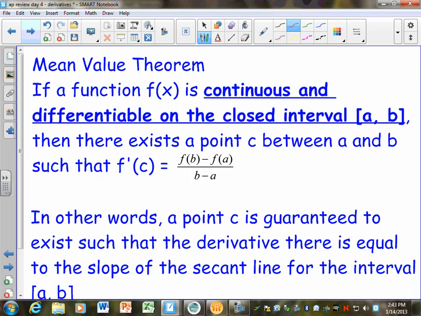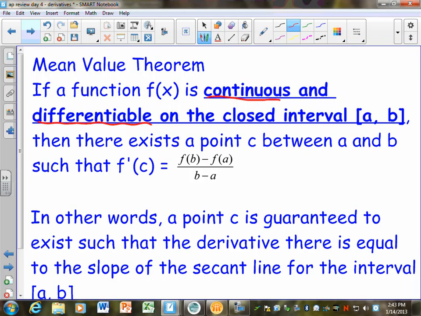Remember that that's saying that the slope of the tangent line is equal to the slope of the secant line. We did that little activity after that AP conference that I had last fall, where we practiced seeing how those would be equal to each other, how the tangent line and the secant line are parallel if it's continuous and differentiable. Because if it's not continuous and not differentiable, that point's not guaranteed. So again, I'm just kind of rephrasing that for you.